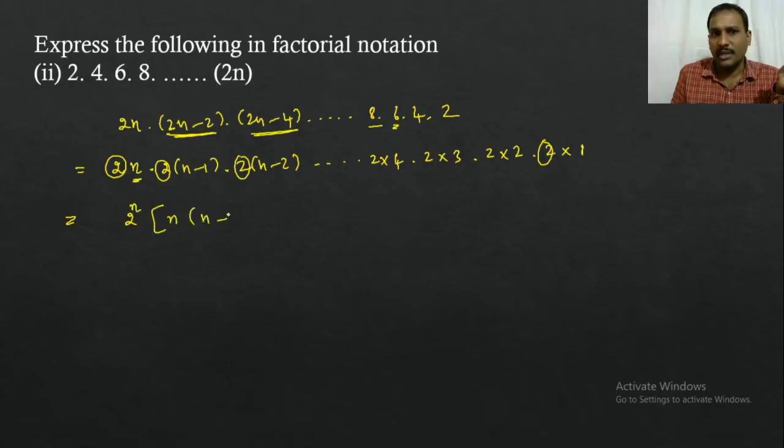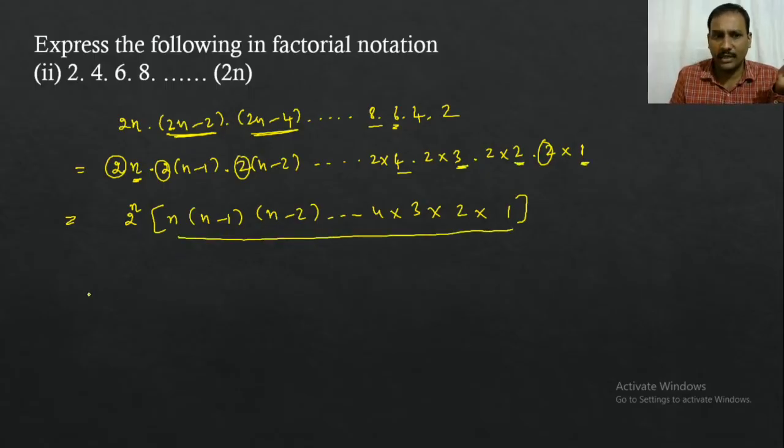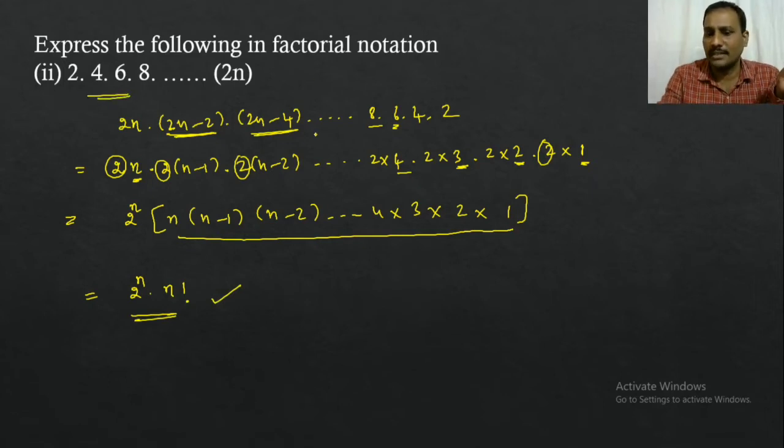So what is remaining now? n into n minus 1 into n minus 2, down to 4 into 3 into 2 into 1. What is this? This is nothing but n factorial. So that is 2 power n into n factorial. This is how we can denote it in factorial notation.